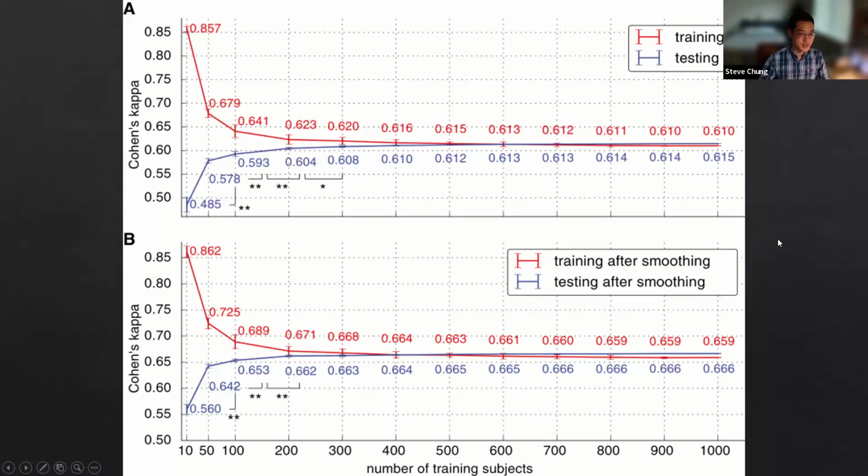So this slide, I just wanted to show you that in these two different training sets and testing sets, they're plotting the kappa values over the amount of training subjects that they have gone through. So we can kind of see that both the training and testing kappa values stabilize around 0.6. And smoothing, which is the graph on the bottom, is when you run the algorithm 5 times in the study, it kind of averages and stabilizes around 0.66.